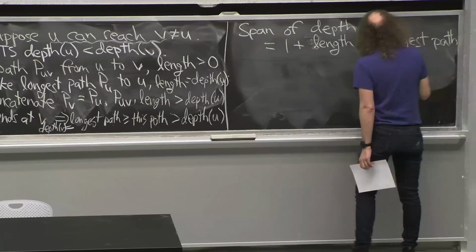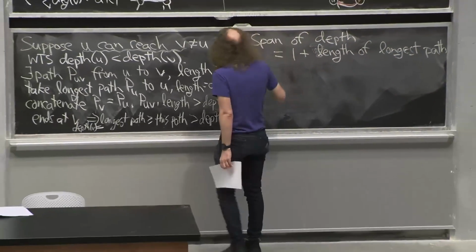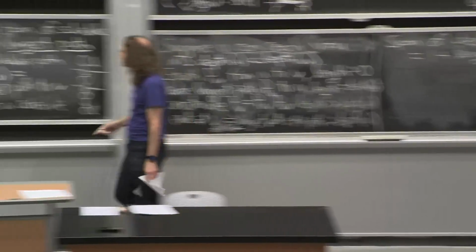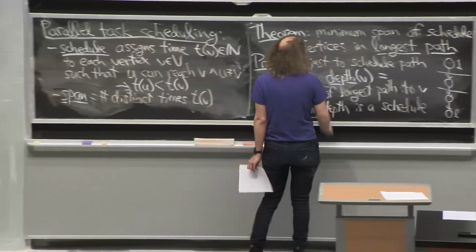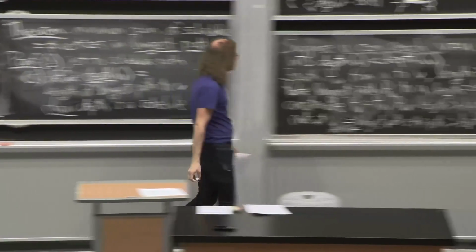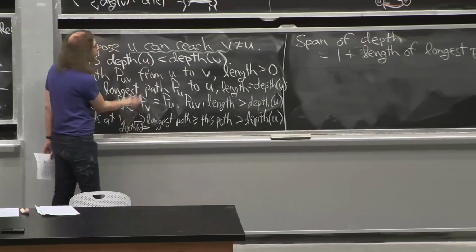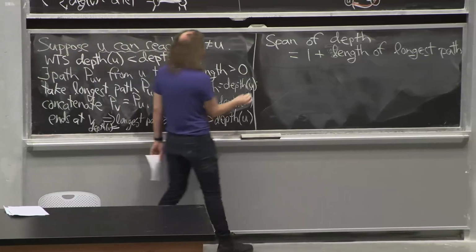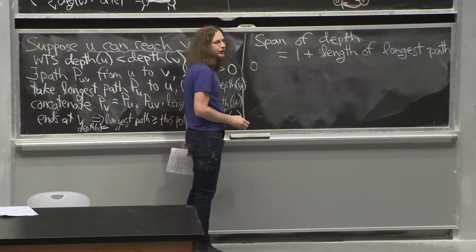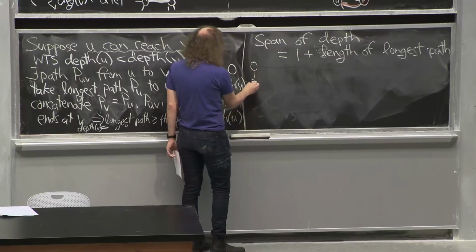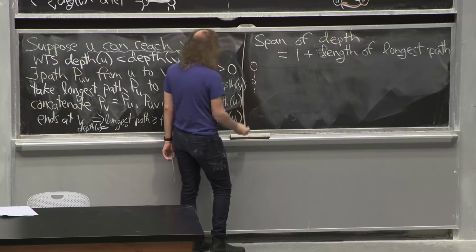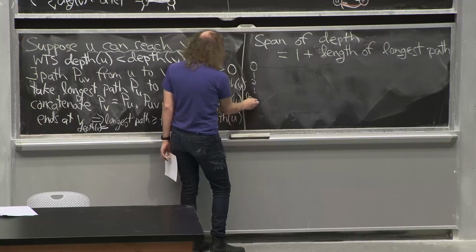This is what I wanted to prove, because length counts edges. So if I add one more, that's the number of vertices in the path. And that's exactly what this theorem says. Why? Because if you look at all the possible depths, they start at 0. All the sources are going to get depth 0, and they go 1, 2, and so on. And I claim they end at the length of the longest path.